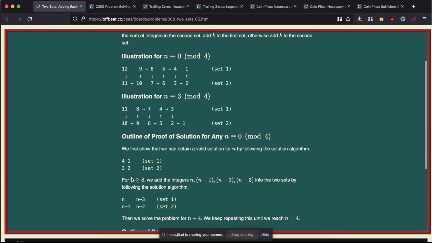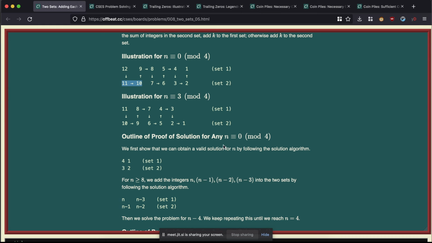Now for n greater than or equal to 8, we add the integers n minus 1, n minus 2, n minus 3 into the 2 sets like this. And this is the first group arrangement here, 12, 9, 11, 10. So what we're showing here is that this pattern will hold true for any n greater than or equal to 8. I've chosen 8 because the next possible number for n is 8.